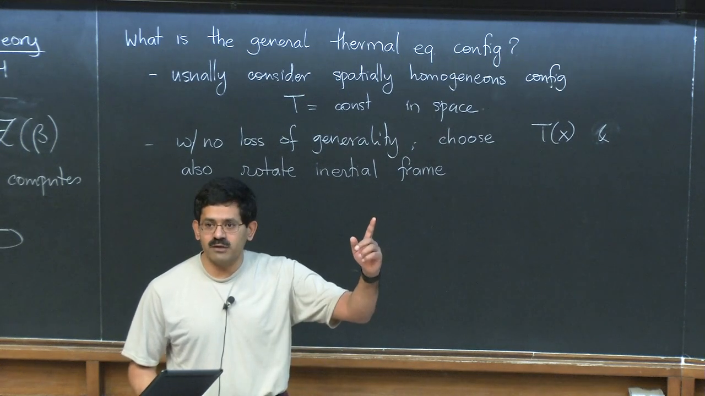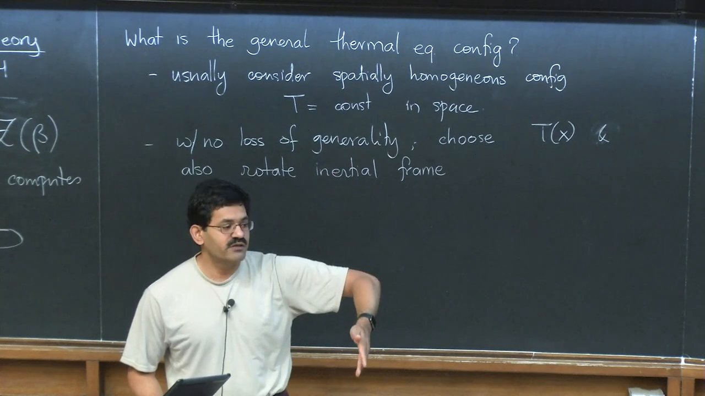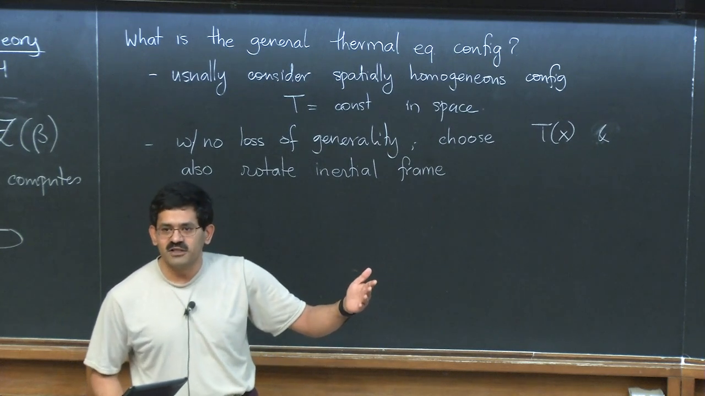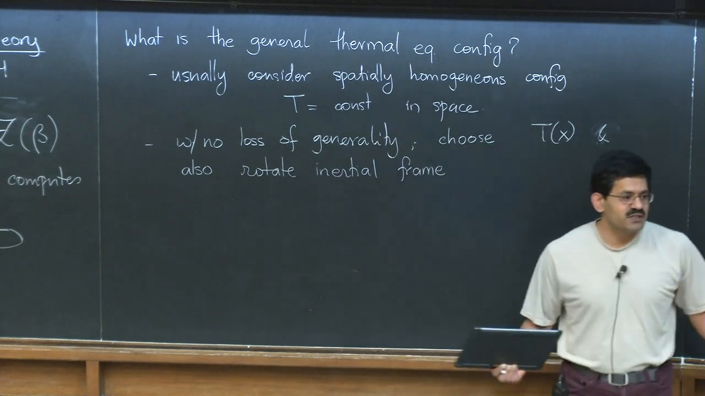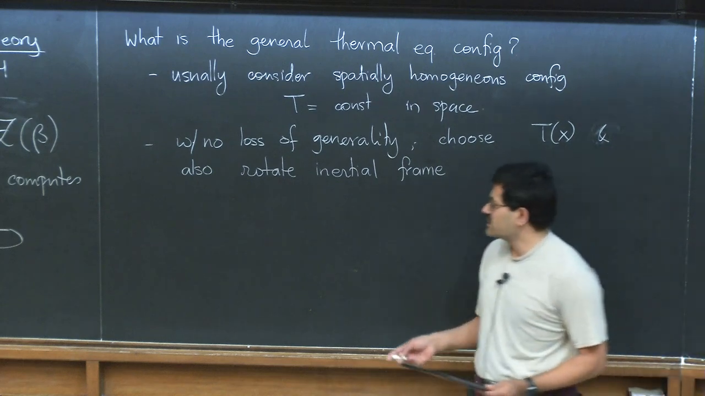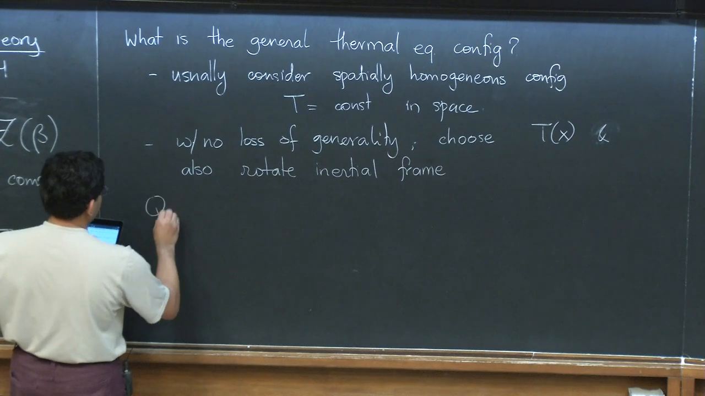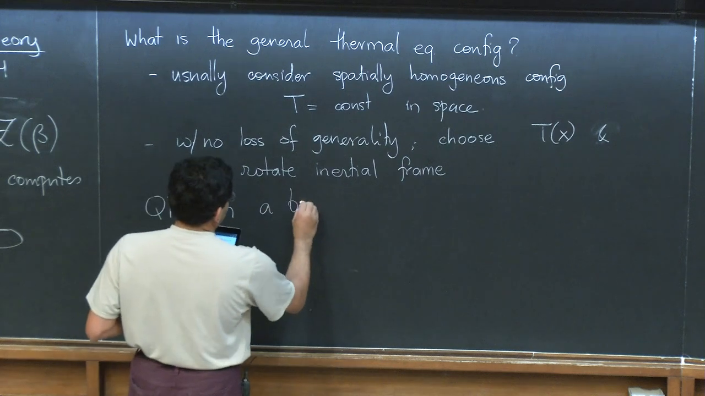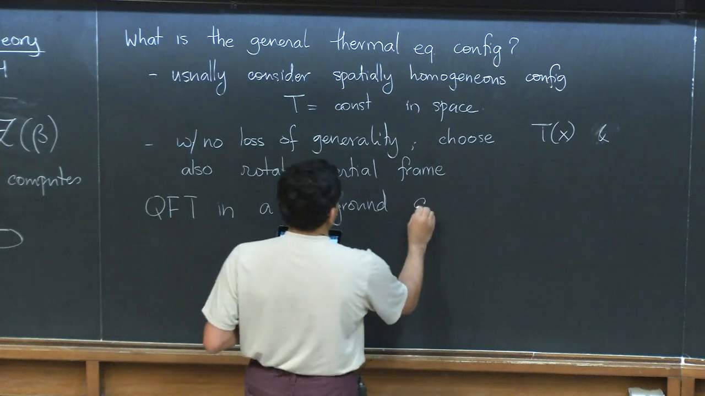The atmosphere is in equilibrium, but the atmosphere is not in equilibrium with a constant temperature. The temperature varies as we go up across the atmosphere. You work this out in your standard undergraduate thermodynamics course, but you can do this not just in the altitude, but across space, and that's the most general configuration. And so I could just declare that this is quantum field theory in some background geometry.